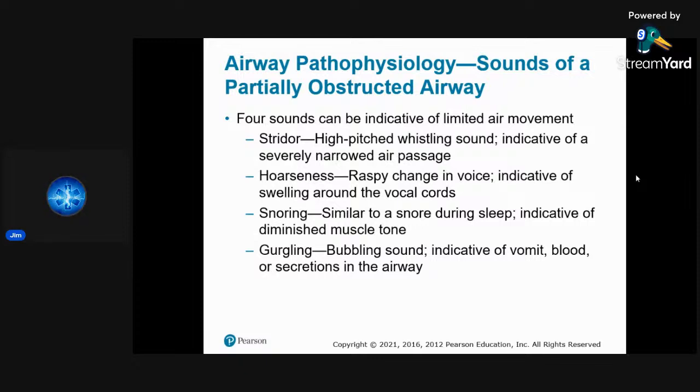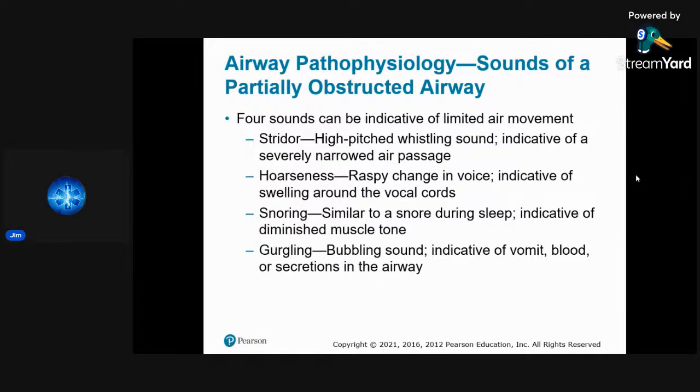Sounds of a partially obstructed airway. We have 4 different sounds. We've got stridor, hoarseness, snoring, and gurgling. Stridor is a very high-pitched, almost whistling sound. This indicates a narrowing of the airway passage. It can be severely narrow due to swelling, an obstruction, whatever. It's in the upper airway.